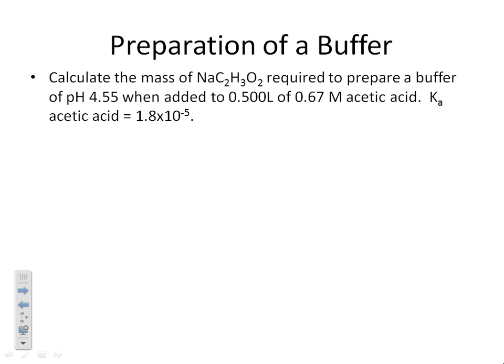All right, and then one more problem. This is on preparation of a buffer rather than what is the pH of the buffer, but we can still use Henderson-Hasselbalch to get it. Calculate the mass of sodium acetate required to prepare a buffer of pH 4.55 when added to 0.5 liters of 0.67 molar acetic acid. Ka value for acetic acid is 1.8 times 10 to the minus fifth.